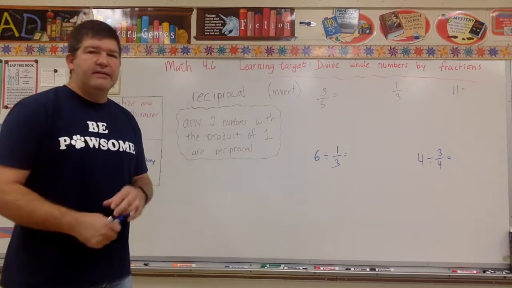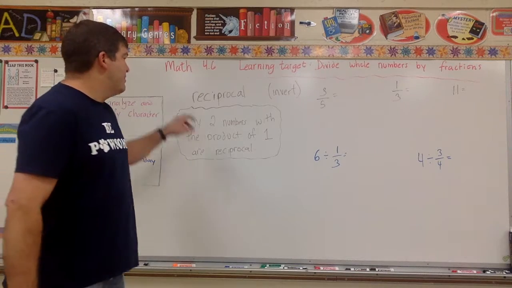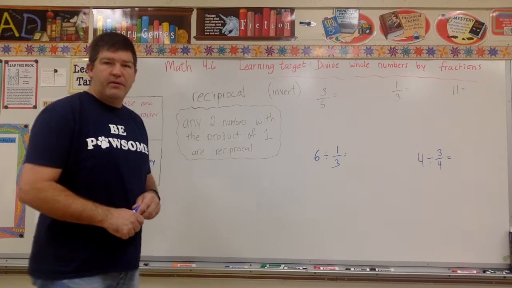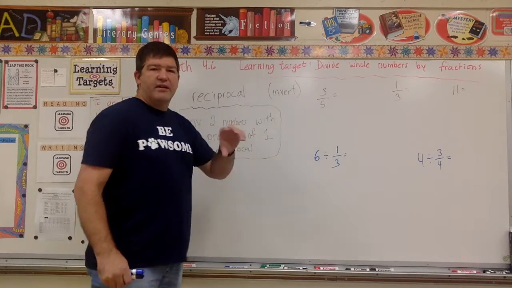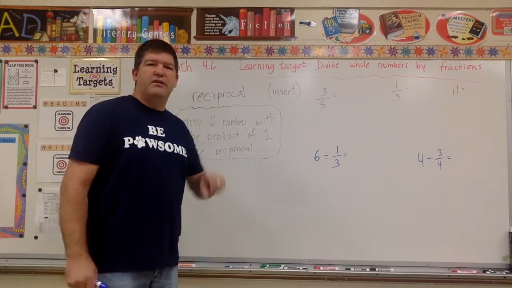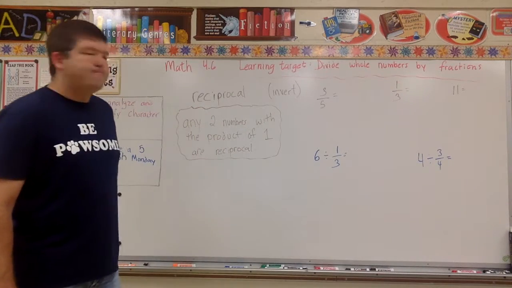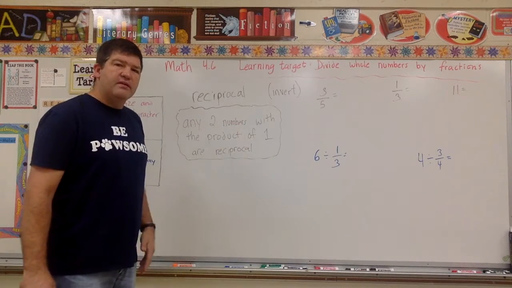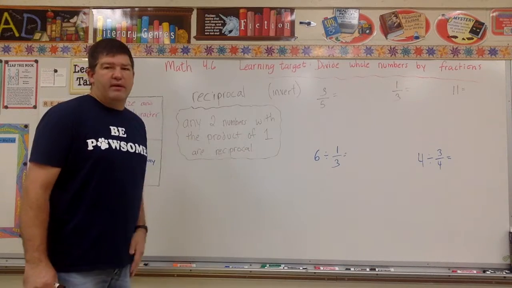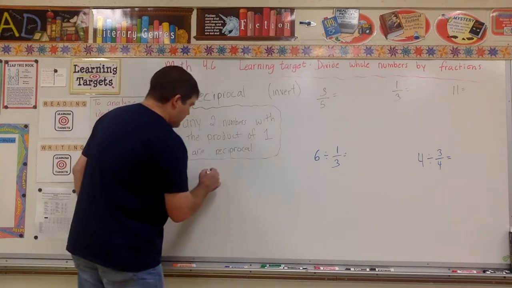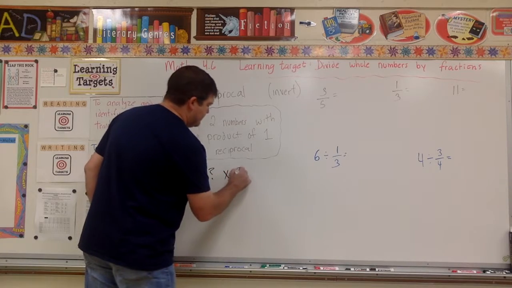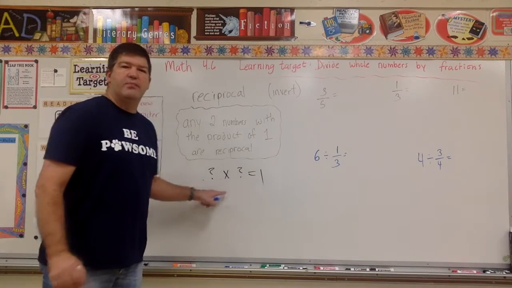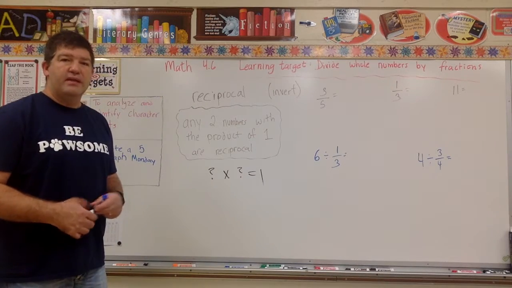Okay? One of the keys to dividing fractions is something called reciprocal. You need to be able to find the reciprocal of a number. It's kind of inverting, or switching, changing about. Reciprocal means any two numbers with the product of one. So this number times this number equals 1, then these would be reciprocal numbers. So any that equal 1.